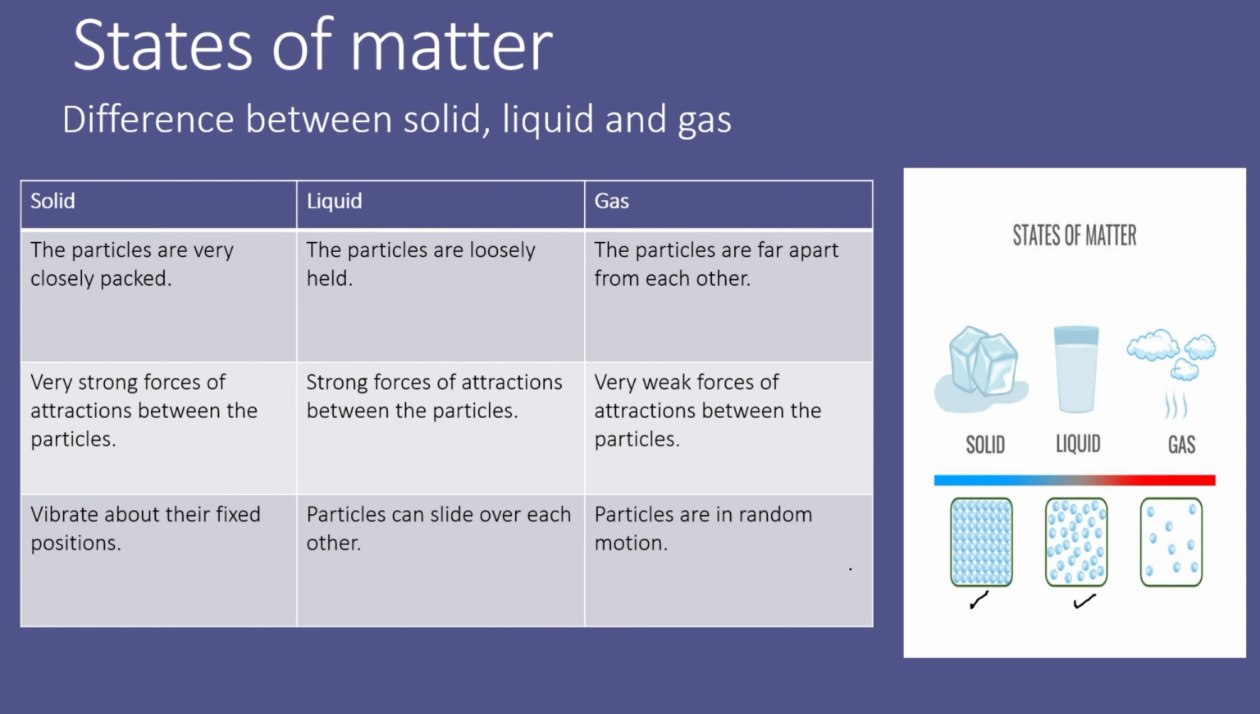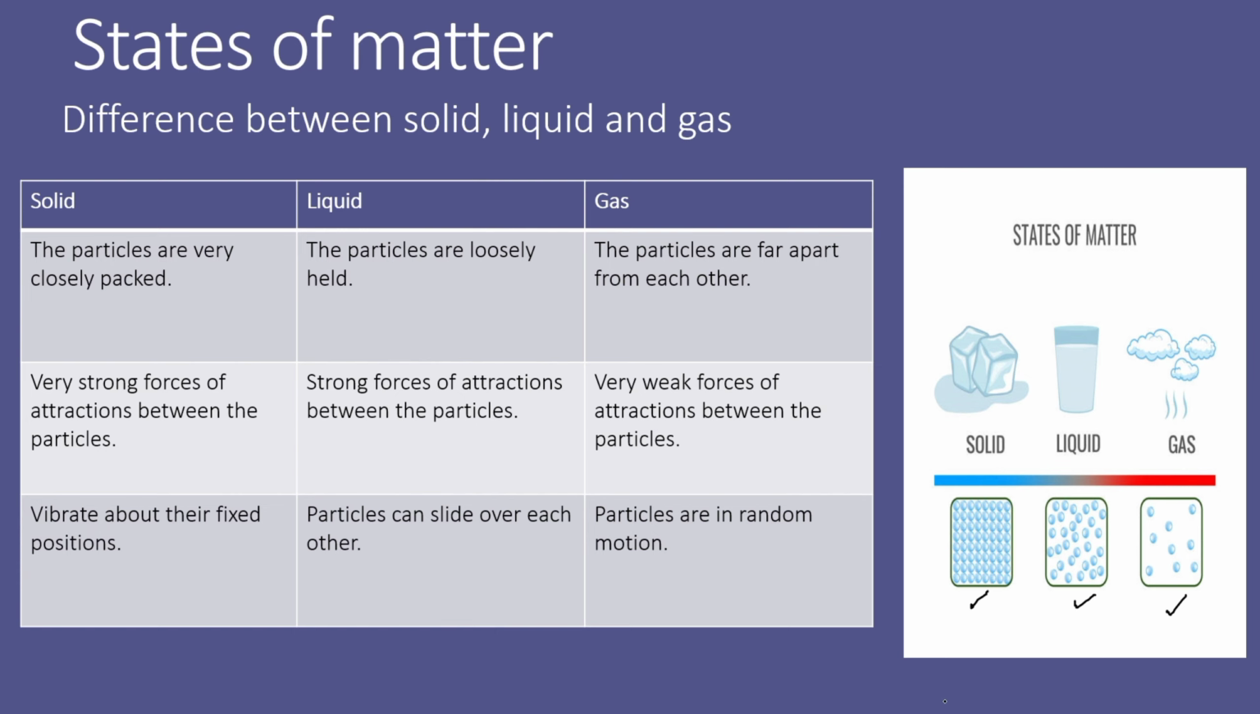Next is gas. In the case of gases, the particles are far apart from each other, as you can see in the third diagram. In gases, the forces of attraction are so weak that we can say they are almost negligible. Very weak forces of attraction are present between the particles, and the gas particles are free to move about. They move randomly in all possible directions.